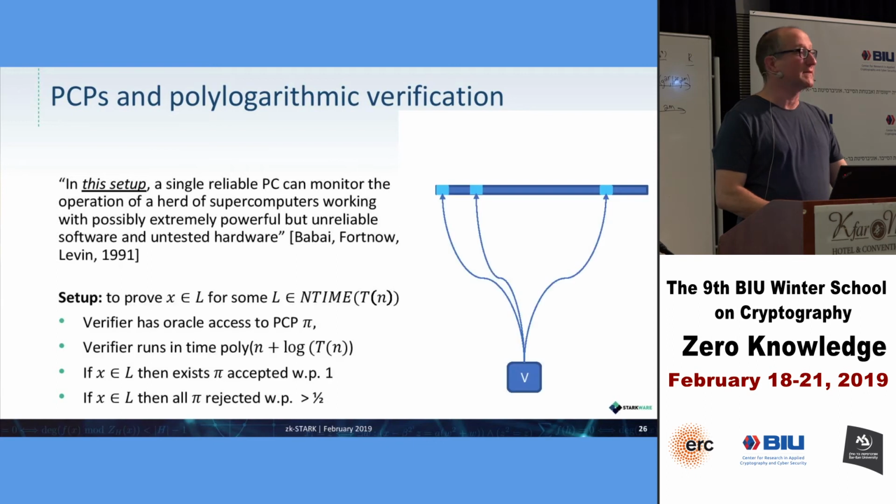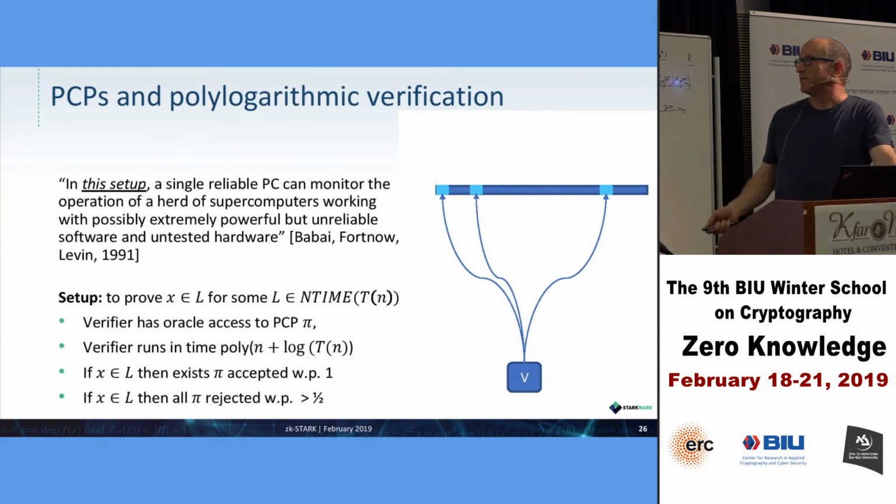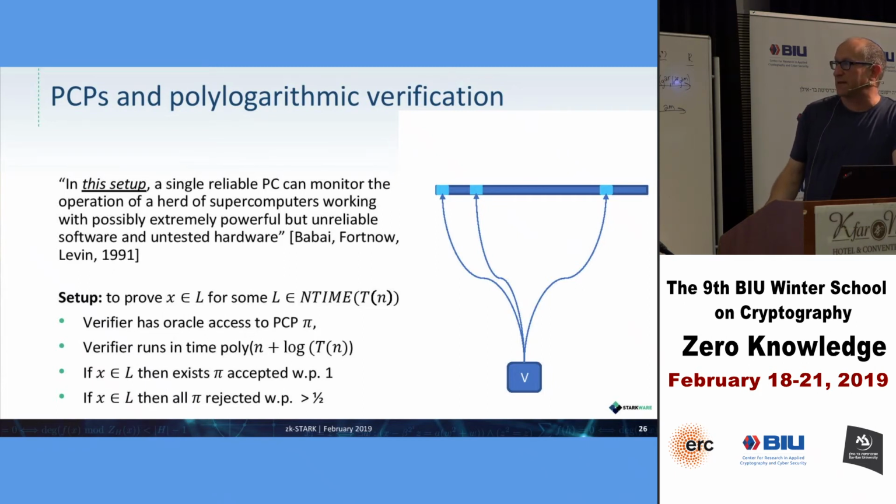And what is this beautiful setup? It is the setup of the PCP theorem. To prove that x belongs to a language L, for some non-deterministic language, we assume the verifier has oracle access to another string, pi, the PCP proof. The verifier runs in time polynomial in the size of the instance and in the logarithm of T(n). We want that if x is in L, there exists some proof accepted with probability 1, whereas if x is not in L, all proofs are rejected with probability at least half.